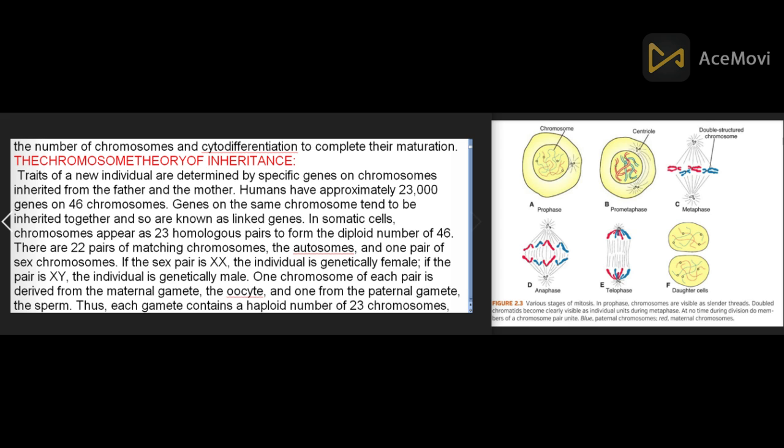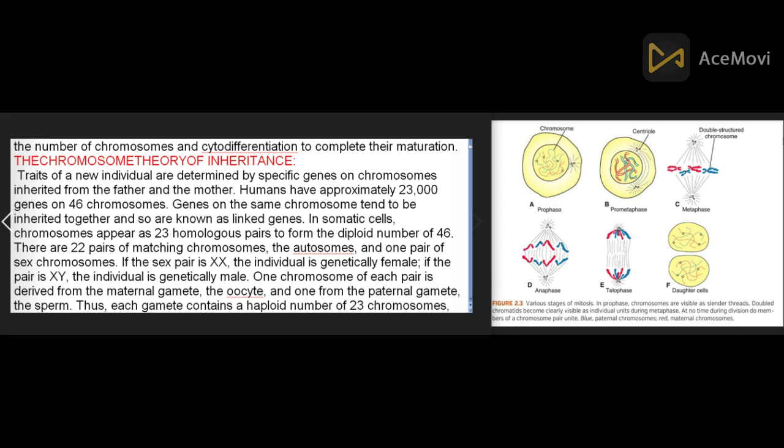Humans have approximately 23,000 genes on 46 chromosomes. Genes on the same chromosome tend to be inherited together and so are known as linked genes. In somatic cells, chromosomes appear as 23 homologous pairs to form the diploid number of 46. There are 22 pairs of matching chromosomes, the autosomes, and 1 pair of sex chromosomes.